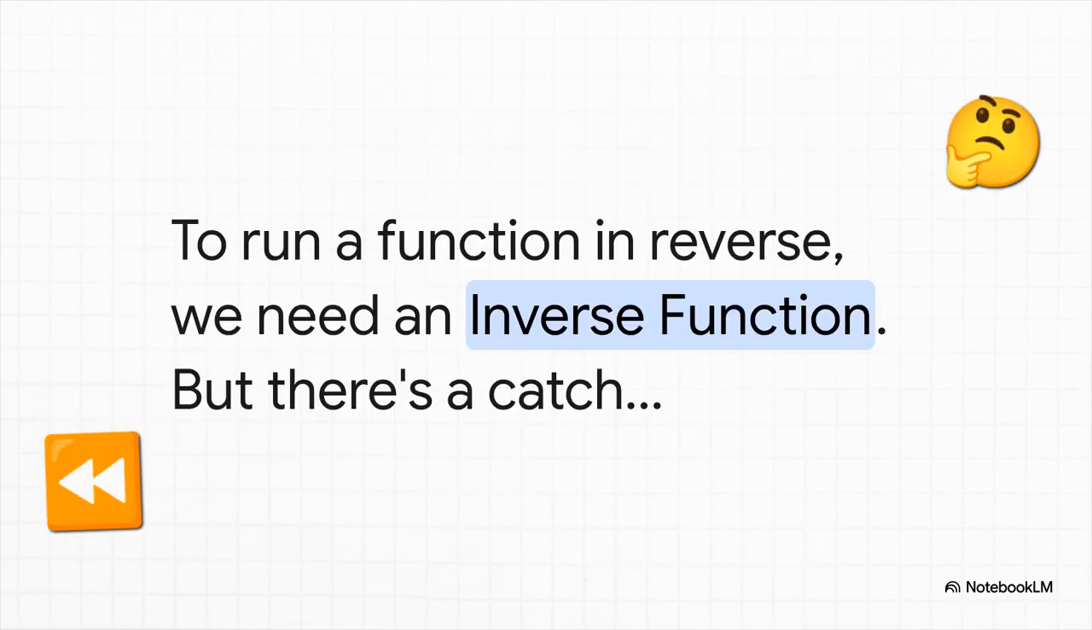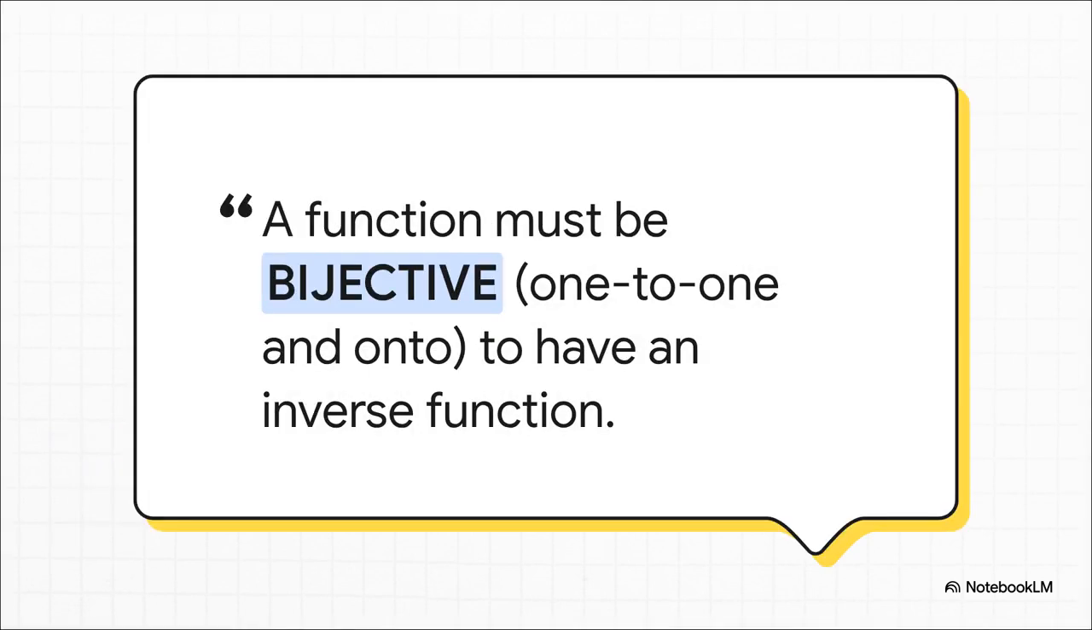But what if we want to go backwards? What if you have the output and you want to know for sure what input created it? For that, we need something called an inverse function. But as you might have guessed, there's a catch. And here it is. This is the big rule. This is why we cared so much about those classifications. A function can only have an inverse if it is bijective. It makes perfect sense when you think about it. If it was many-to-one and you tried to go backwards, how would you know which of the many inputs to go back to? You couldn't. It would be ambiguous. A bijective function guarantees a perfect, unique two-way street.